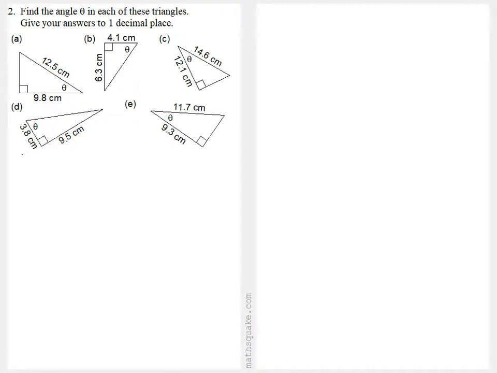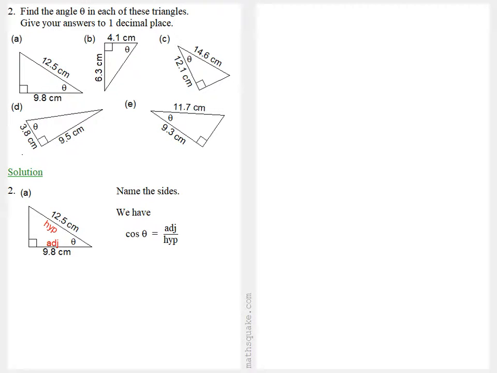Now in question 2, we're again given several triangles. This time we're given two sides and we're asked to work out the missing angle. So in part A, the first thing to do is name the sides. The side 12.5 centimetres is the longest side. It's opposite the right angle, so it's the hypotenuse. The 9.8 centimetres is next to the angle theta and also next to the right angle, so it's the adjacent side. Now we know the cosine of an angle is the adjacent over the hypotenuse.